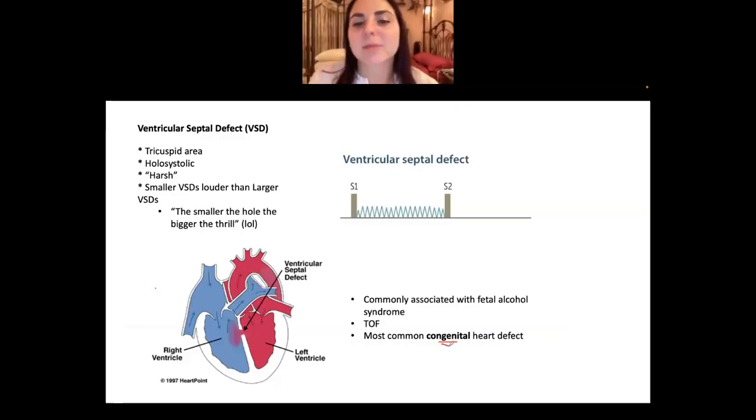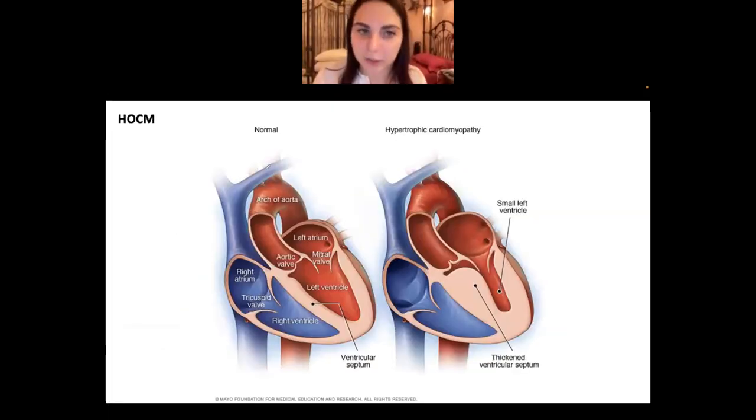And then VSD, this is the most common congenital heart defect. Remember, the most common heart defect technically is MVP, but this is the most common congenital one. HOCM, this is going to be perfect. This is going to be very similar to why babies feel better when they squat with tetralogy of Fallot. It's going to be very similar to HOCM.